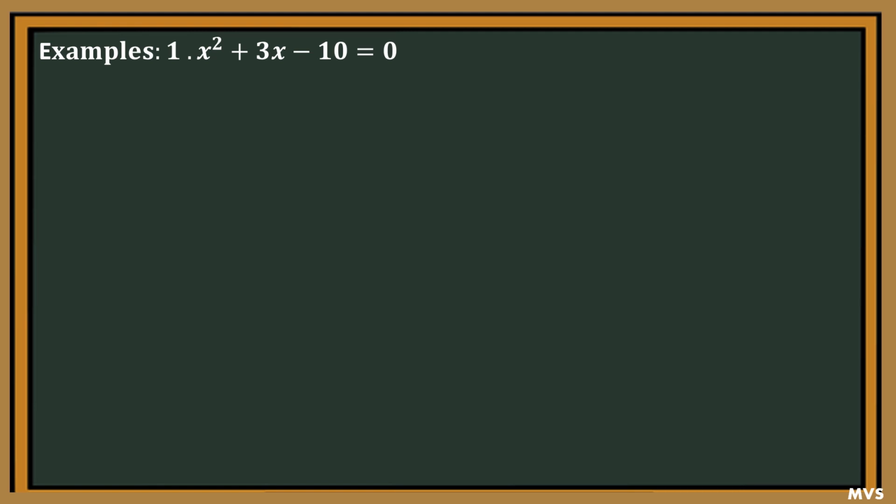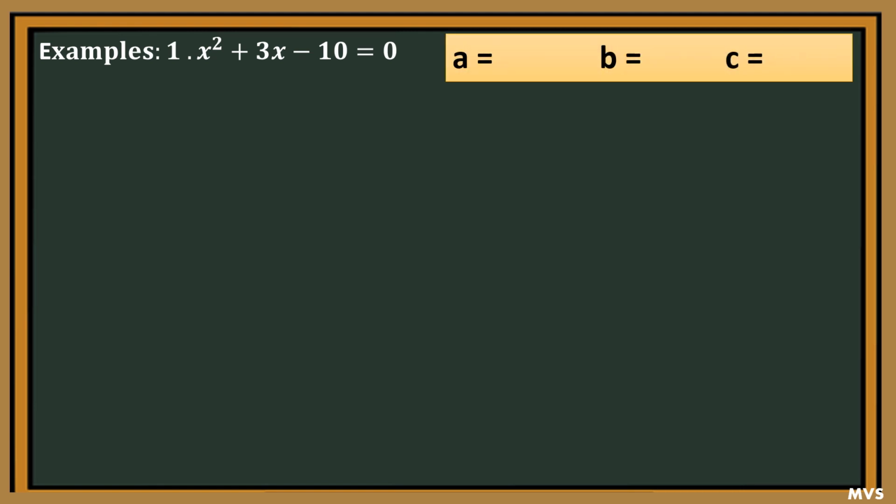Sample: x squared plus 3x minus 10 is equal to 0. First, we're going to determine the values of a, b, and c. So what is the value of a? Positive 1. How about the value of b? Positive 3. And the value of c is negative 10.